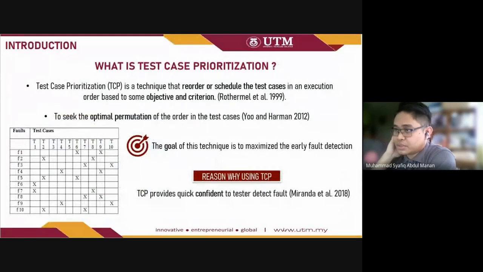Then we go to test case prioritization. In test case prioritization, we want to reorder the schedule of the test cases in the execution order based on the objective and criteria. Usually for the objective and criteria, I will use the term approach. For example, we have different types of approaches in terms of test case prioritization, and one of them is requirement based, history based. What I'm going to do today is more focused on history based, and there are also code coverage and many more. It tries to seek the optimal combination of order in test case execution. And the goal of this technique is to maximize early fault detection, as early as possible.